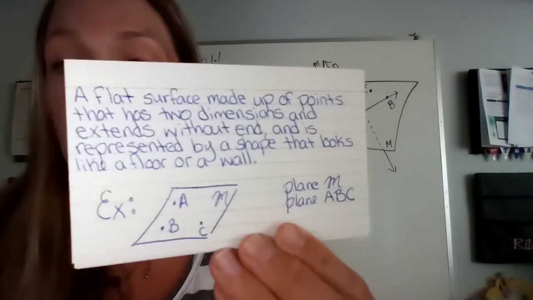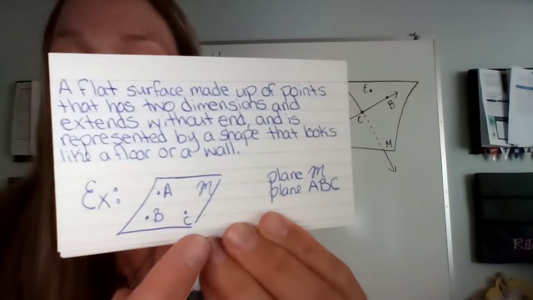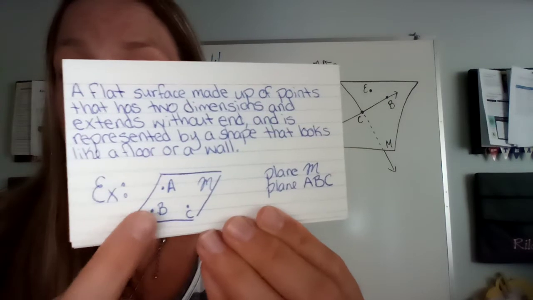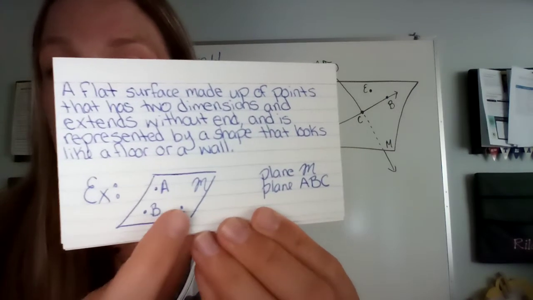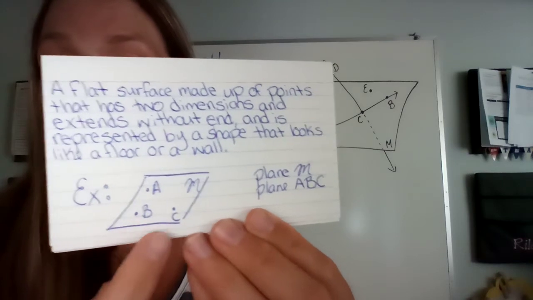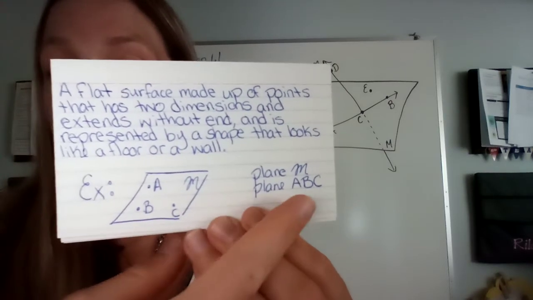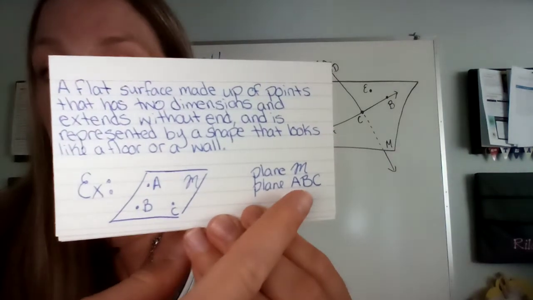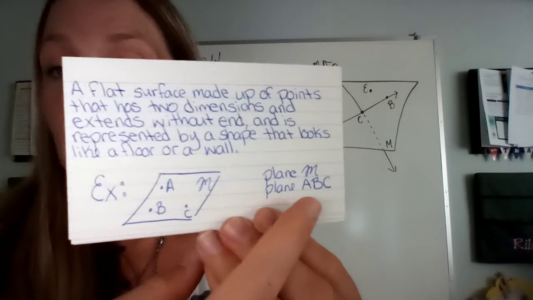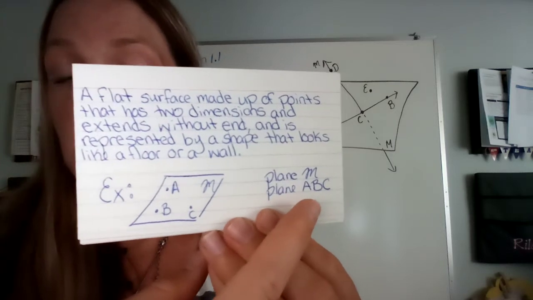Those are examples of planes. Okay, so here is my example of a plane, and you can see there are three non-collinear points. I'm going to talk about non-collinear in a second. So I could refer to this as plane ABC. Okay, I don't put commas between those letters. I just put them right next to each other. You need at least three non-collinear points to determine a plane.